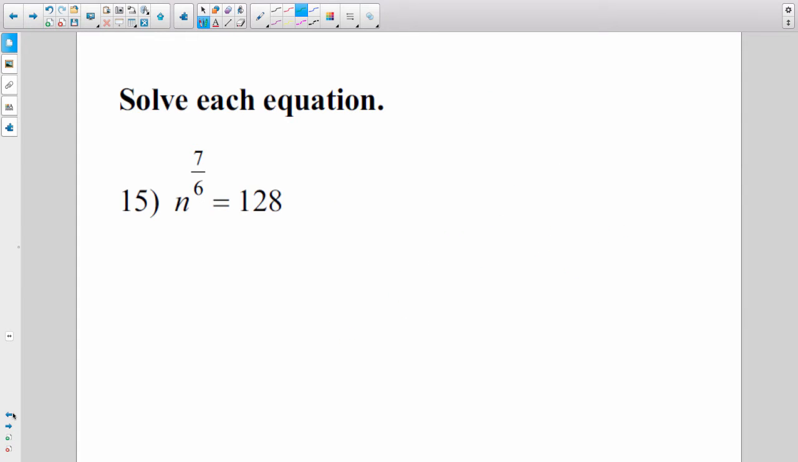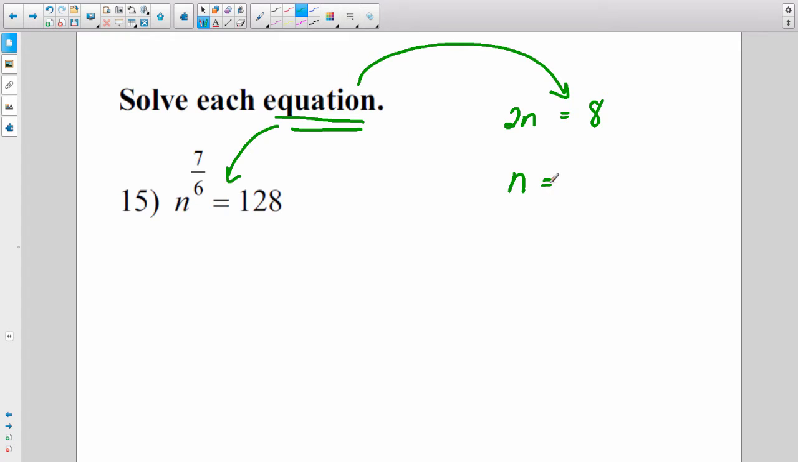Okay, 15. Solve each equation. The way you get rid of exponents, take a step back for a second. I'm sorry to bore you if this is boring, but just take a step back for 1 second. If you had an equation, right? This is an equation. It's no different than this guy. But if you had an equation like this where you're trying to solve for a letter, like letter n, you want to get it alone. You want it to say n equals, right? That's what we're talking about.